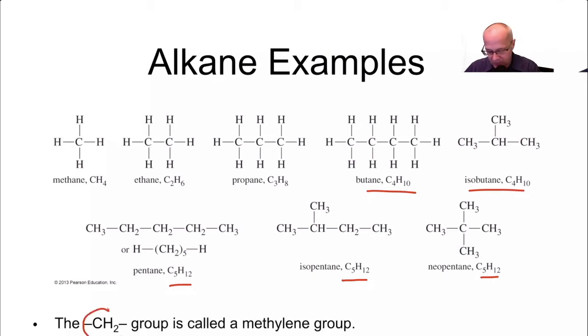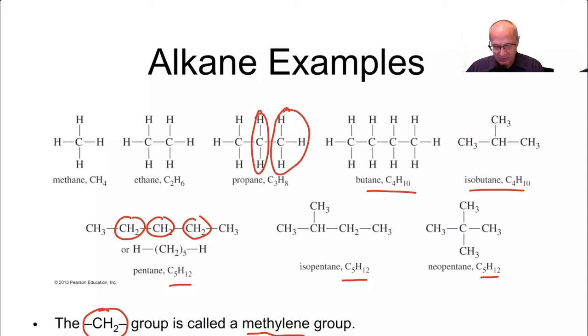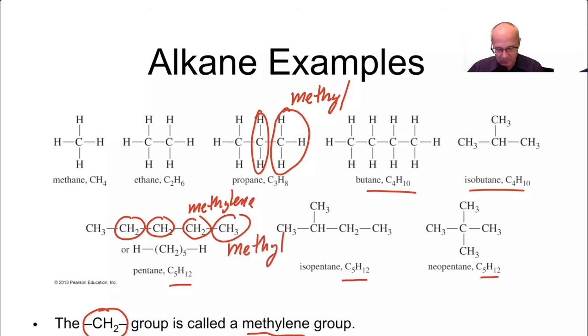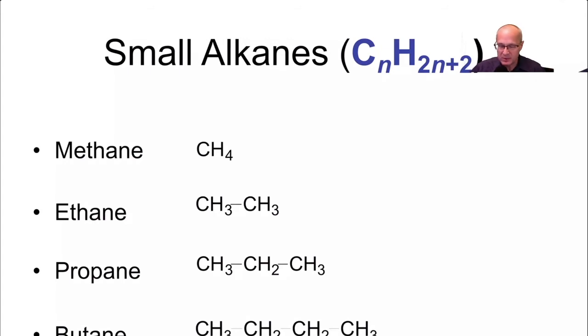A CH2 group is known as a methylene group. So this is a methylene here. That's a methylene, that's a methylene. Oops, sorry, those aren't methylenes, pardon me. There's a methylene. These groups here are called methyl. Okay, so these are methylene, and this is methyl. Very, very common ways we express it.